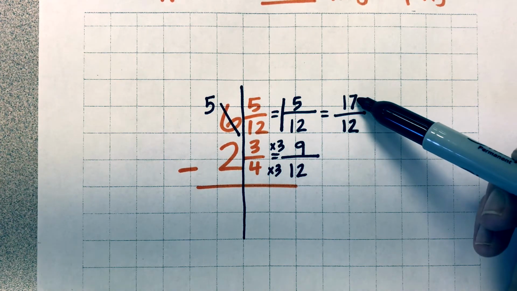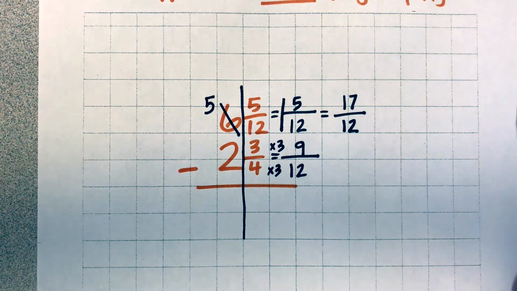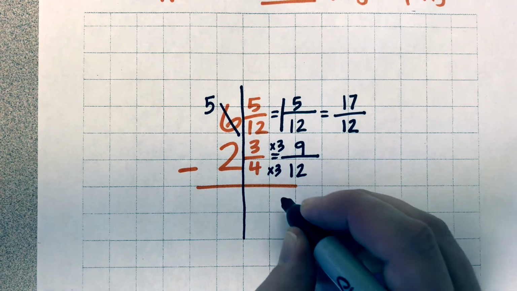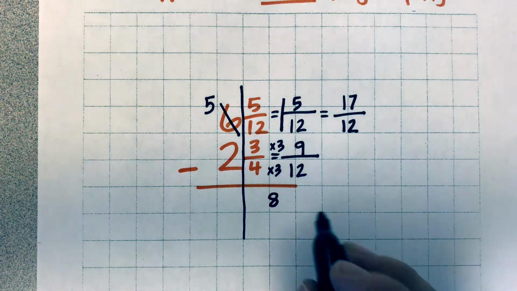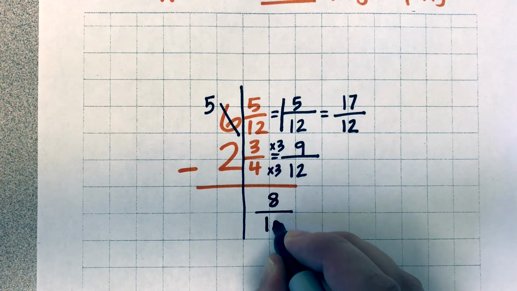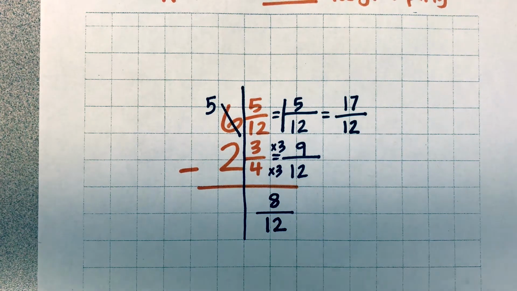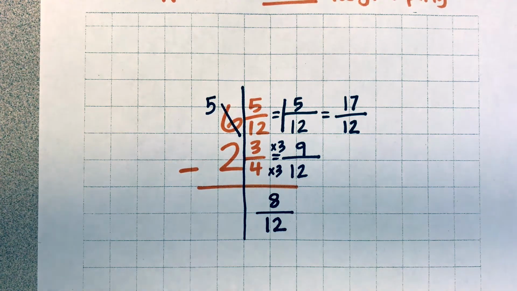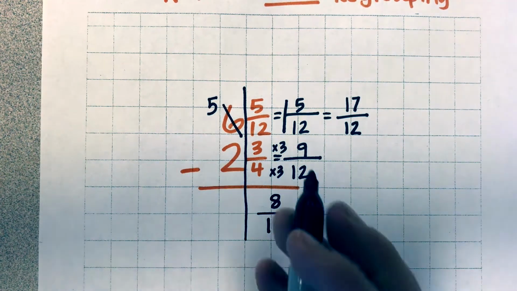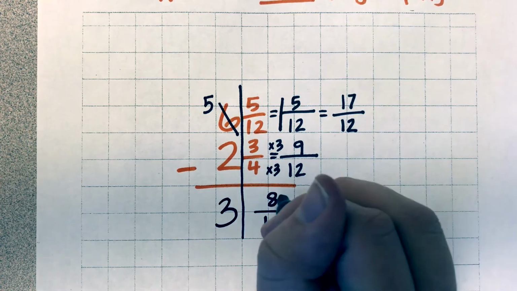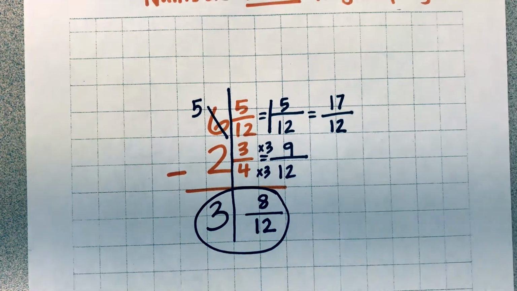All we have to do is take 17 and subtract 9, and we end up with 8. So 8 is our numerator, and 12 stays our denominator, and we end up with 8/12 as our fraction side. And then on the other side, all you have to do is subtract the whole numbers. 5 minus 2 is 3, so our answer is 3 and 8/12.